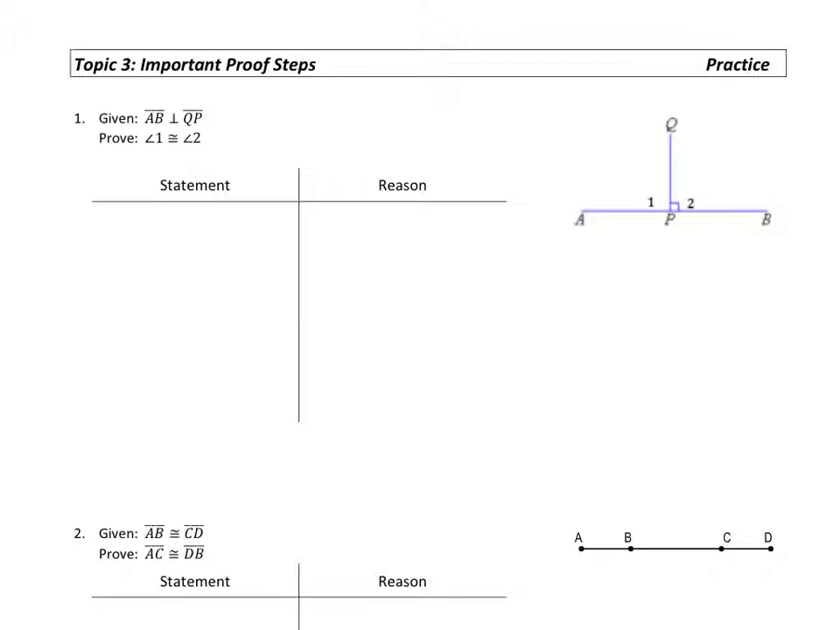Proofs are always done when you have a given and a proof statement, and those always tell you to set up a T-chart proof, where the one side is statement, the other side is reason. A reason is where we use like a because. We don't actually write the word because, but we're backing up the statement that we're making. Remember that the first statement and first reason always come from the given. So you just copy it straight from the given. AB is perpendicular to QP. And the reason for that is because it was given.